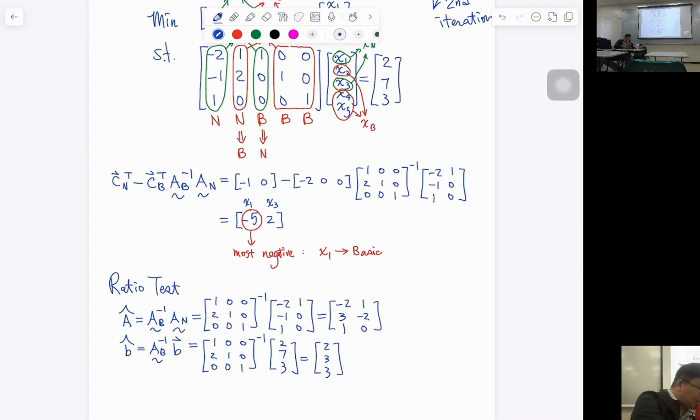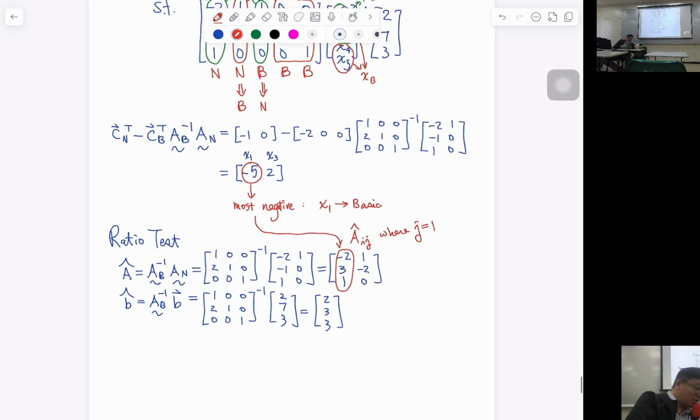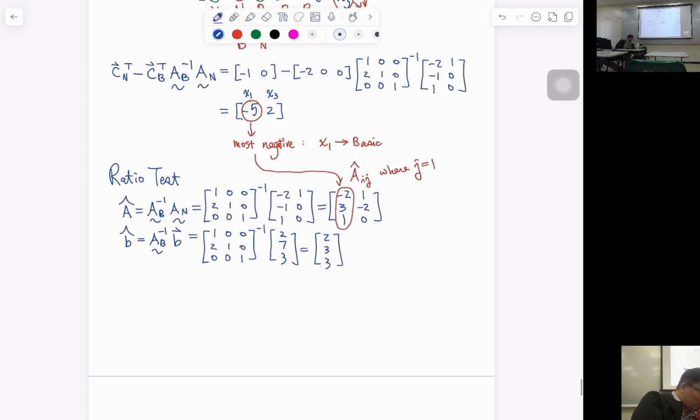Okay, since I chose x1 as my most important column, most negative column, for A hat I'm going to choose this column. So this actually is my so-called Aij, where j equals 1. Now for the ratio test, I need to do A hat over Ai1 actually.